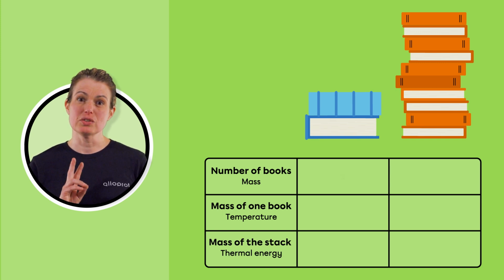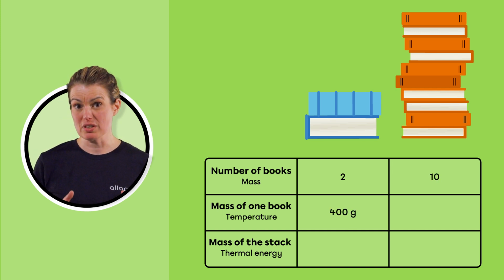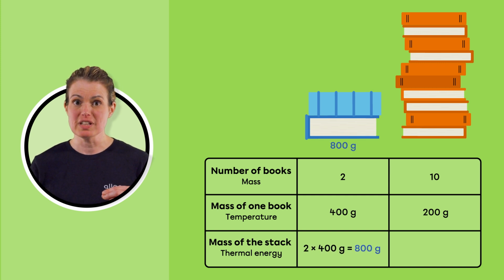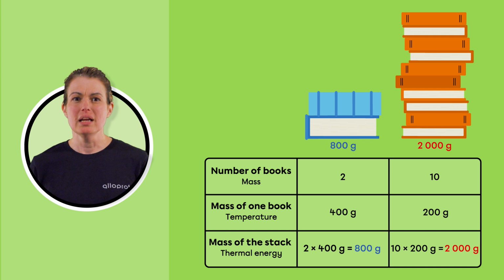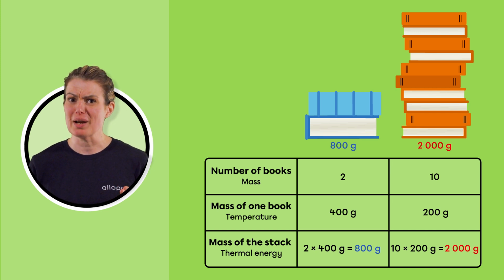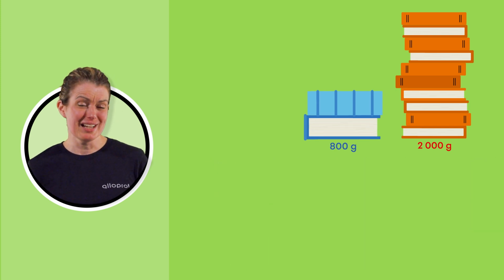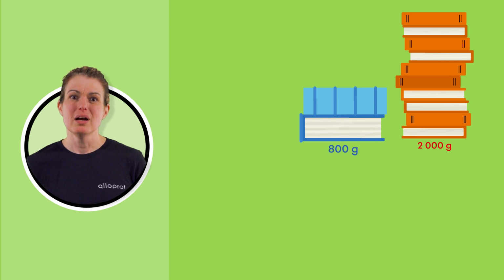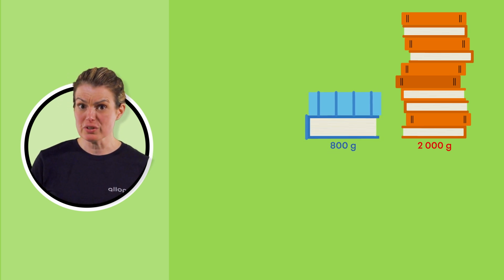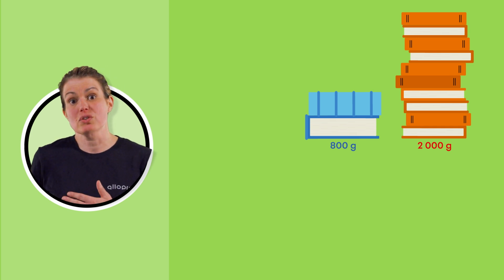The small stack contains 2 books, each weighing 400 grams, while the large stack contains 10 books, each weighing 200 grams. The total mass of the stacks is 800 grams and 2,000 grams, respectively. If you have to move one stack of books and use the least amount of energy, which stack would you move? The stack with the total mass of 800 grams would be easier to move. Although the books in the larger stack have smaller individual masses than those in the smaller stack, the small stack contains fewer books and therefore has a smaller mass overall.